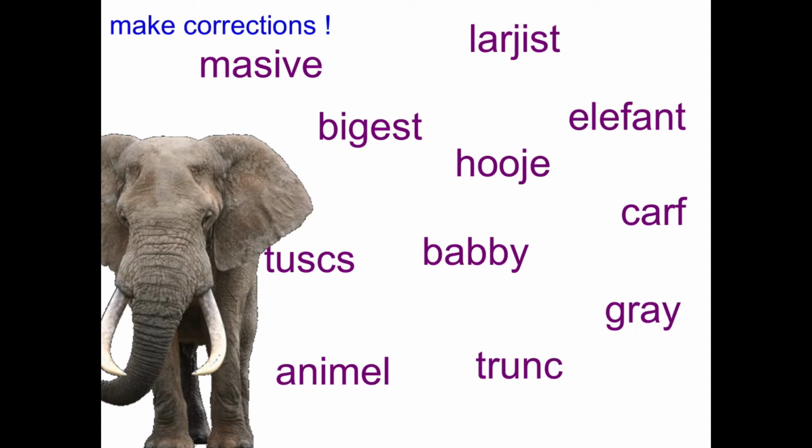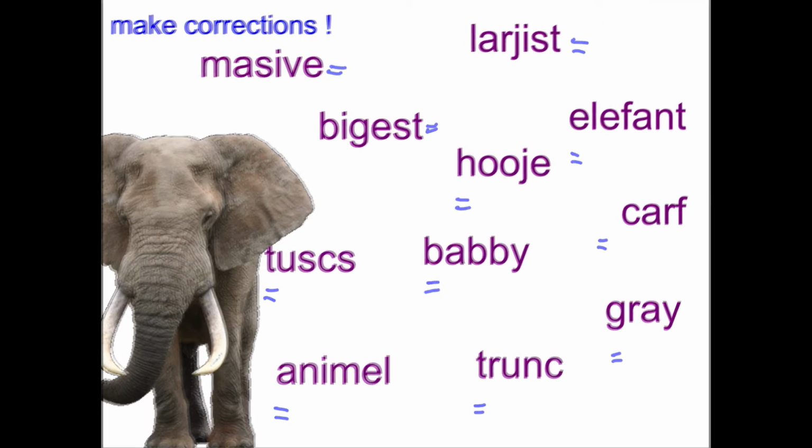So don't cheat. I want you to pause after I've told you what they say and then see if you can spot what's wrong with them. So we've got largest up the top, we've got massive, biggest, huge, elephant, calf, grey, trunk, animal, tusks and baby. So I want you to pause now and have a go at spelling them. Remember, making the mistakes, that's how we learn. So have a go at writing them yourself first.